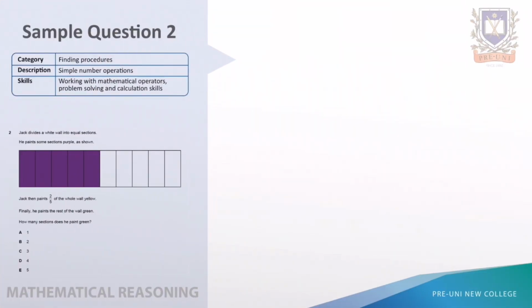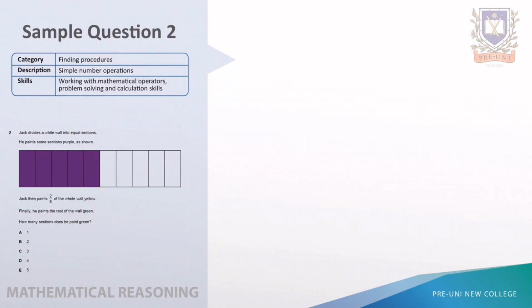Looking at the second one, we have finding procedures, but this time we have simple number operations, and the skills used are working with mathematical operators, problem solving and calculation skills. Looking at the second sample question, Jack divides a white wall into equal sections. He paints some sections purple as shown. Jack then paints 2/5 of the whole wall yellow. He then paints the rest of the wall green. So how many sections does he paint green?